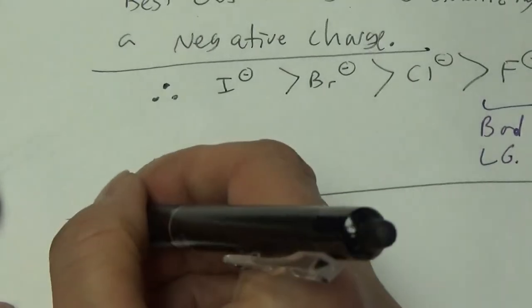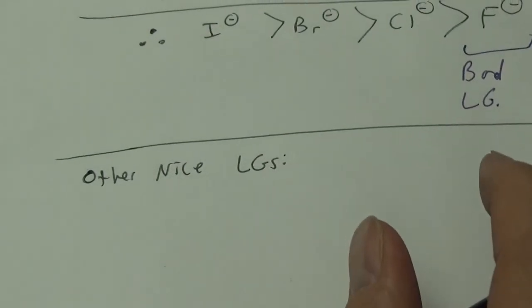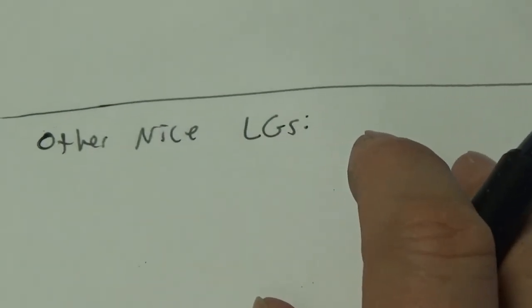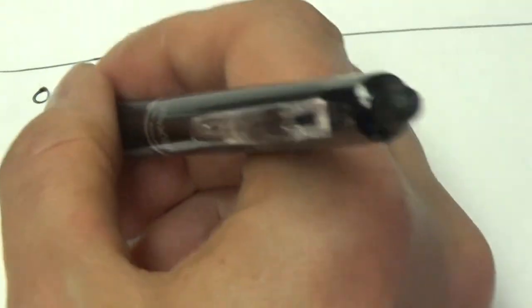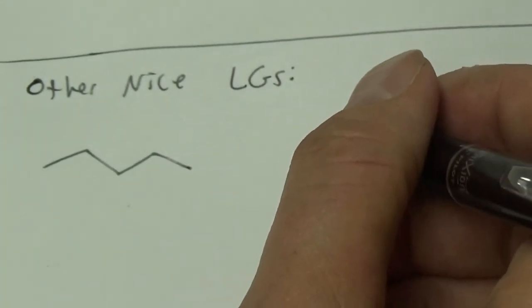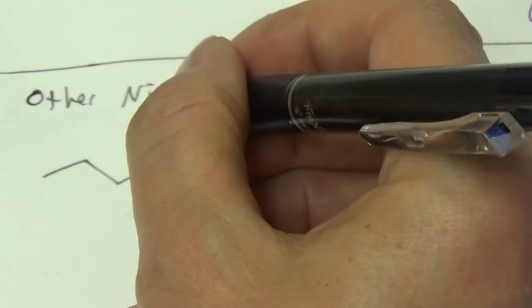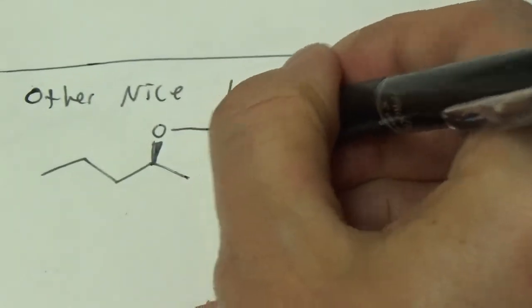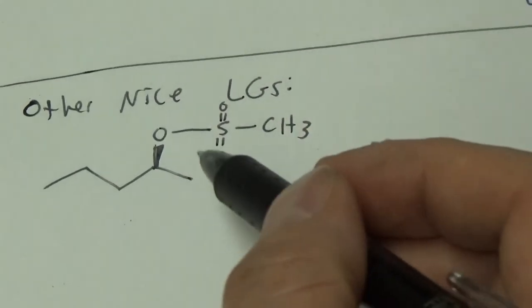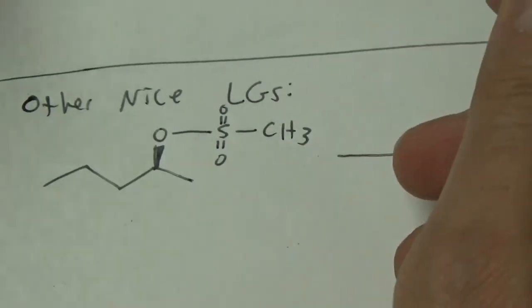Let's mention a couple other good leaving groups. Other nice leaving groups that you're going to see through the end of organic one and maybe through the end of organic two. They have funny names. So, let's see them. Now, in the normal course, you would have to memorize these, and fortunately, you don't have to do that in this course because everything's open note, but just write down these names and the structures. Okay, so all of these have a sulfur in them, so it's like oxygen. It's a S double bond O, double bond O, CH3. This is one of them. And this whole thing is the leaving group.